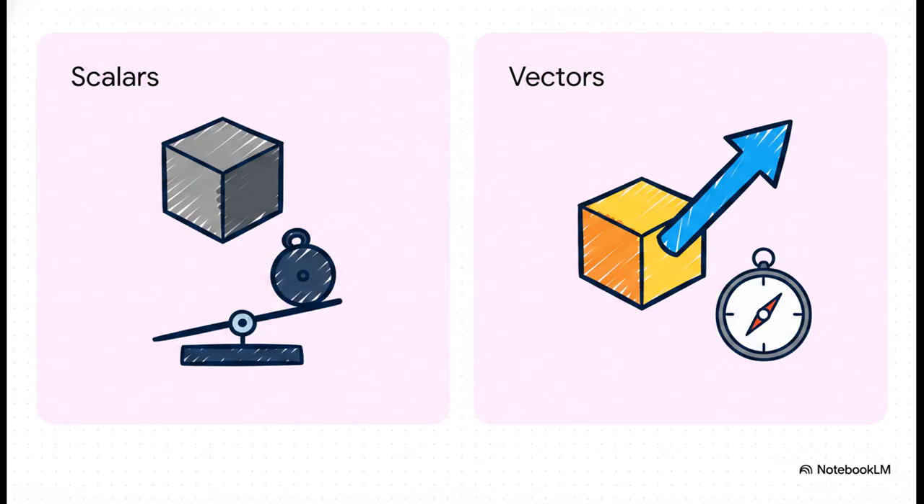Oh, and here's a huge pro tip for the rest of our work. Whenever you see an arrow drawn in a physics diagram, that arrow literally is a vector. The terms are completely interchangeable.